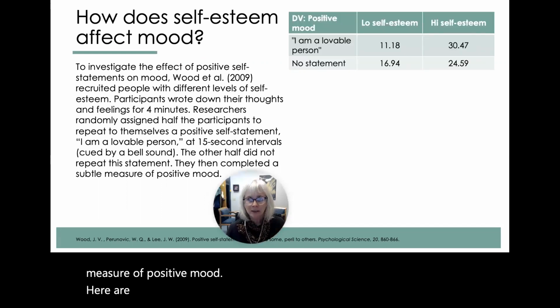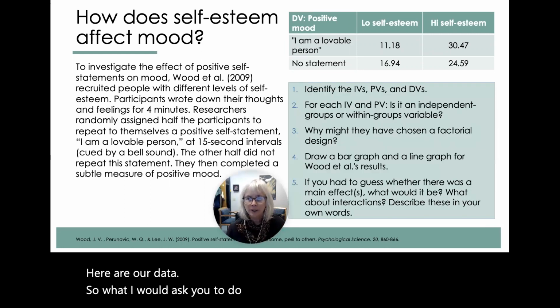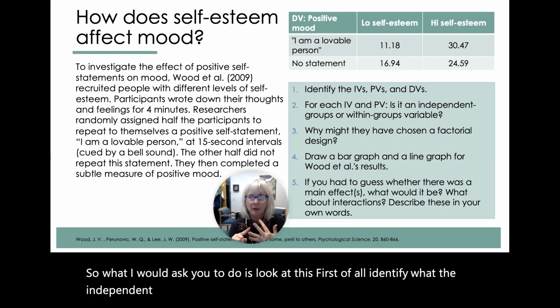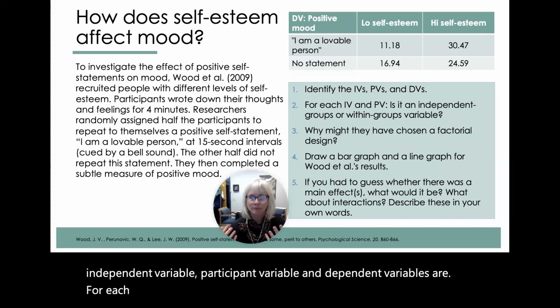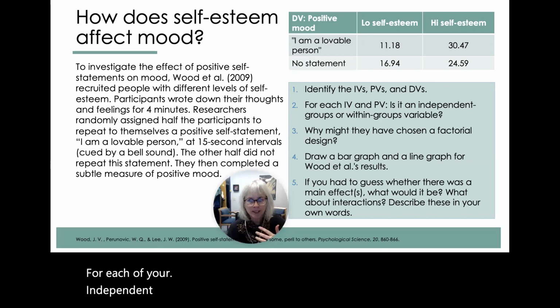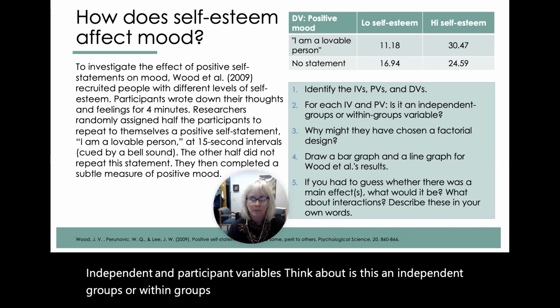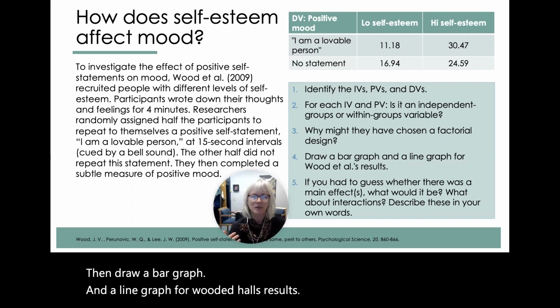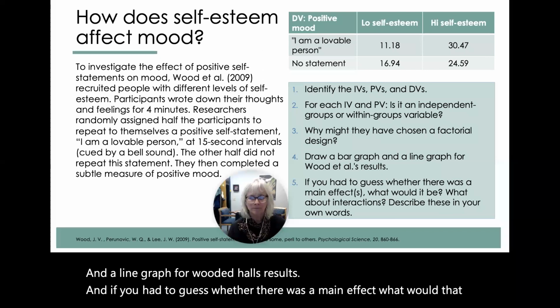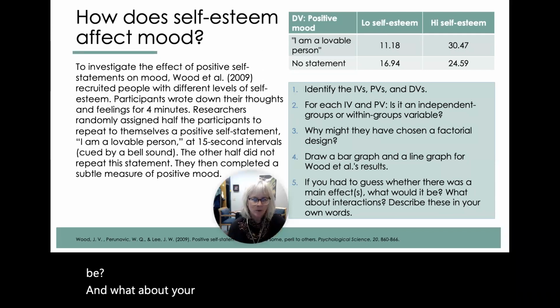Here are our data. What I would ask you to do is look at this. First of all, identify what the independent variable, participant variable, and dependent variables are. For each of your independent and participant variables, think about, is this an independent groups or a within groups variable? Why might they have chosen a factorial design here? Then draw a bar graph and a line graph for Wood et al.'s results. And if you had to guess whether there was a main effect, what would that be? And what about your interactions? And describe these in your own words.